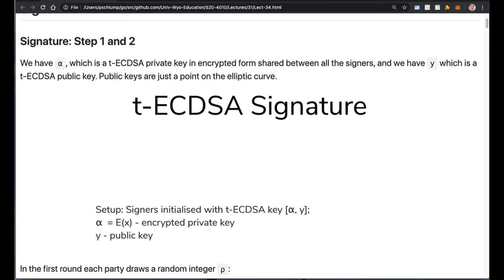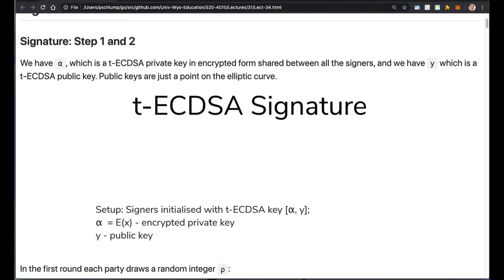So we have these nodes, and they're initialized with this alpha and Y. Alpha is the encrypted X, which is the encrypted private key. So although all of them have the encrypted key, none of them know what it actually means because it's still encrypted. But they have the public key. Now, the process of doing a signature, we're going to pick a random value. That random value is a point on the elliptic curve, and that's what we use in relationship with our key pair to do the signature.